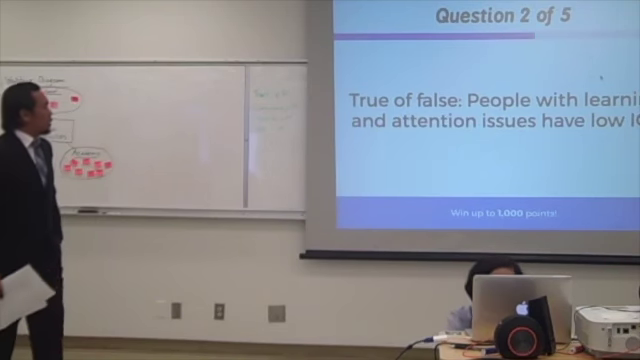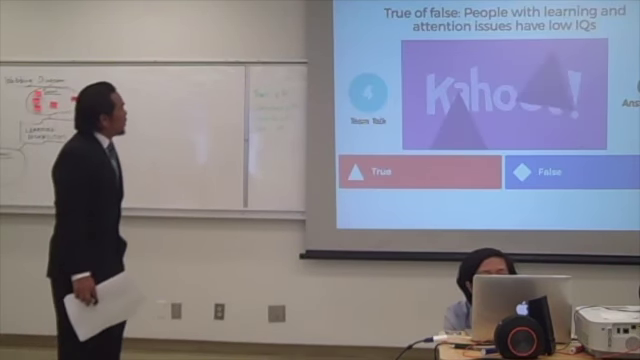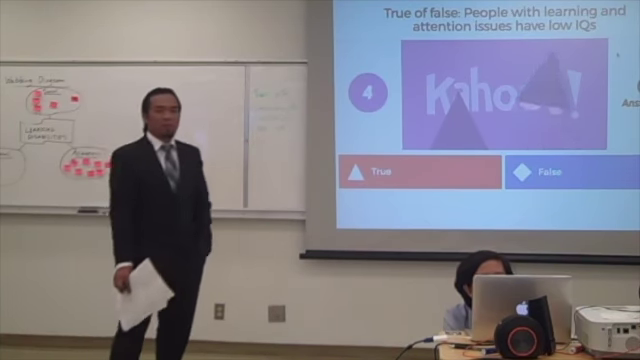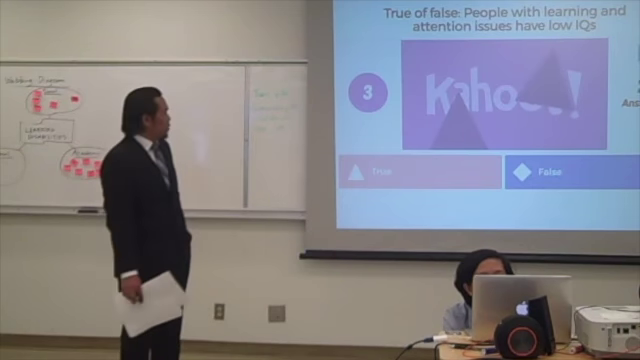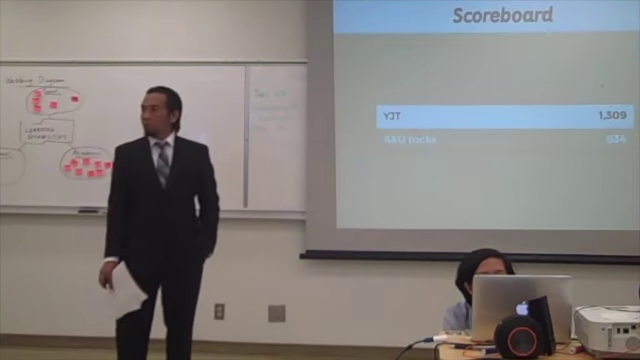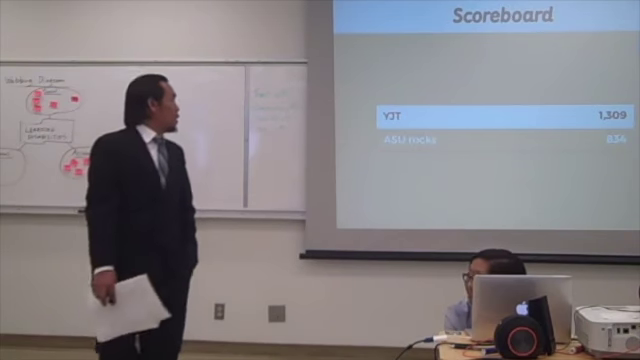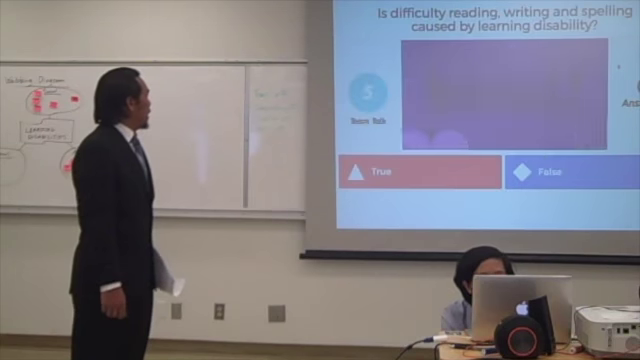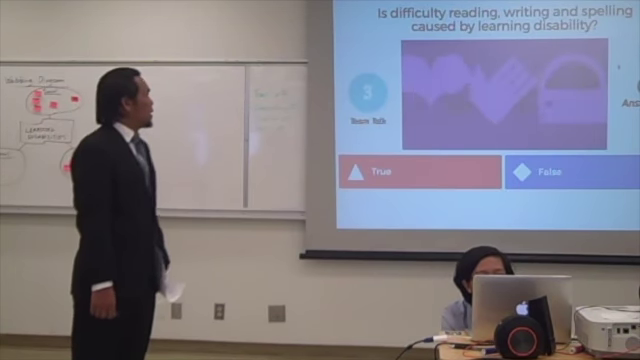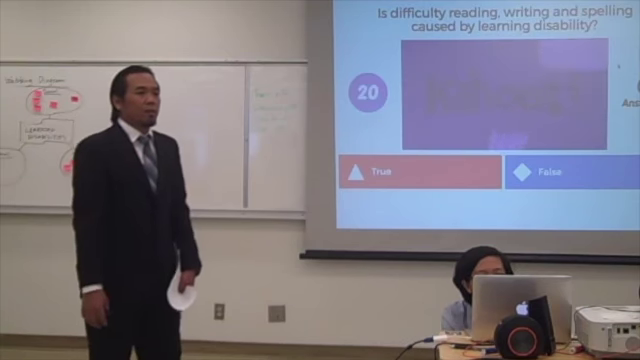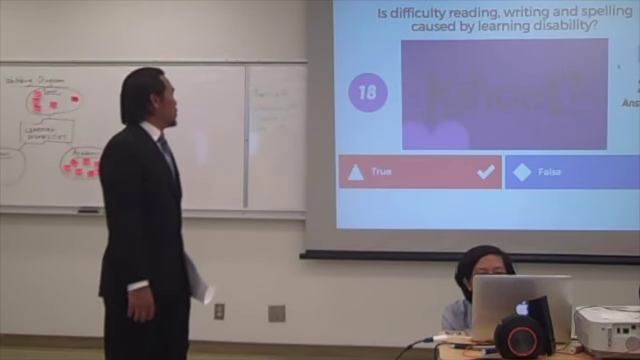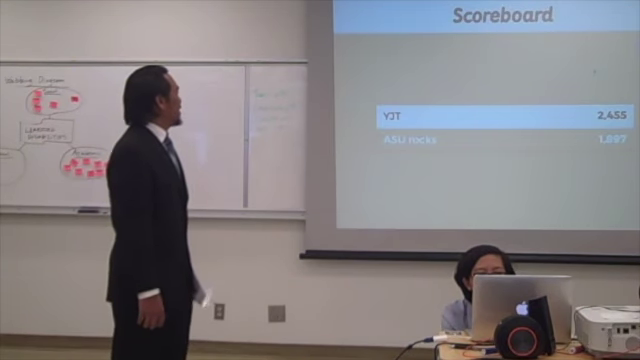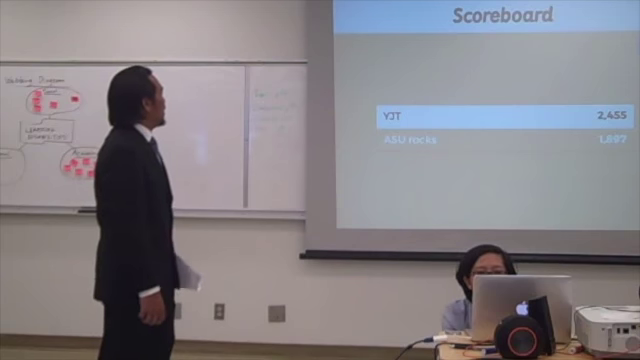Question 2. True or false? People with learning and attention issues have low IQ. Is it true or false? Okay, next question. Question 3. Is difficulty reading, writing, and spelling caused by learning disability? Okay. It's very competitive now.